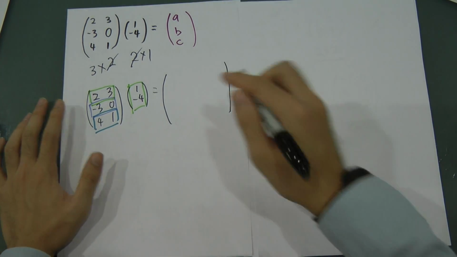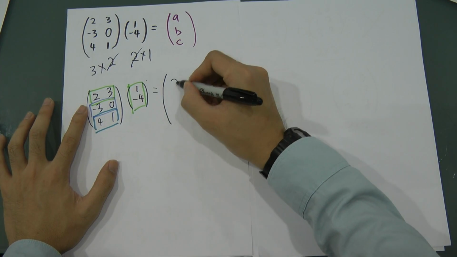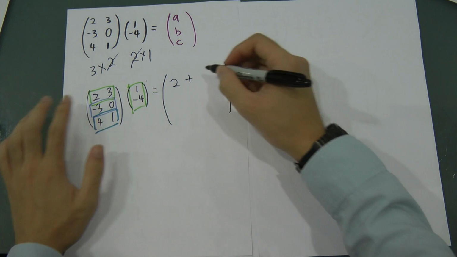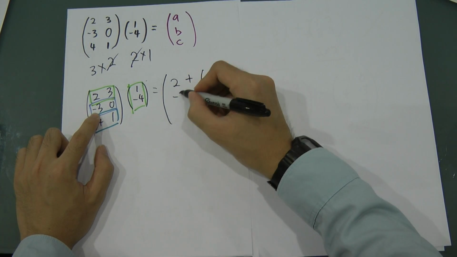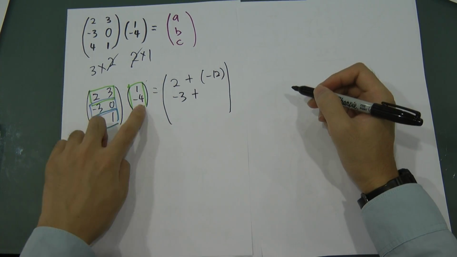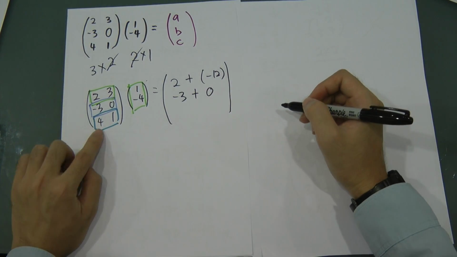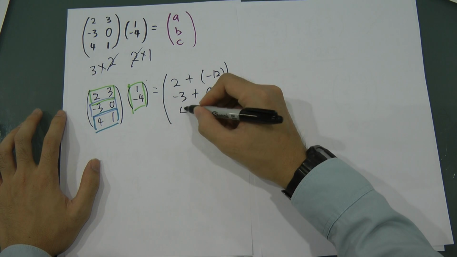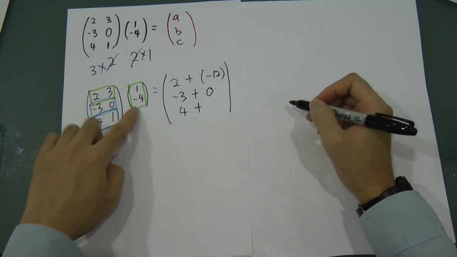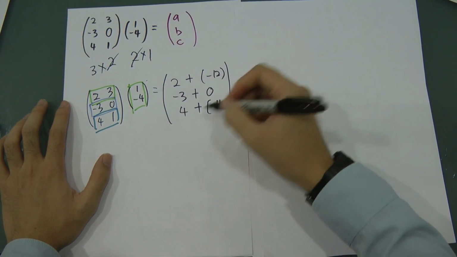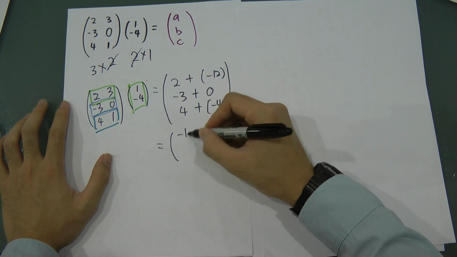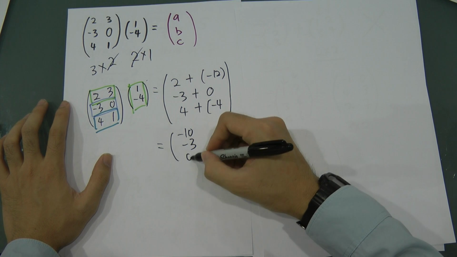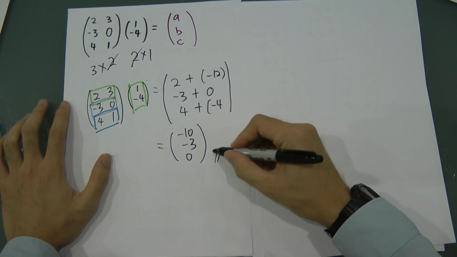Okay, so 2 multiple 1, I got 2, plus 3 multiple negative 4 is negative 12. Negative 3 multiple 1 is negative 3, plus 0 multiple negative 4 is 0. 4 multiple 1, I got 4, plus 1 multiple negative 4 is negative 4. Therefore, I will get 2 minus 12, I got negative 10, negative 3, 0. Yes, this is my answer.